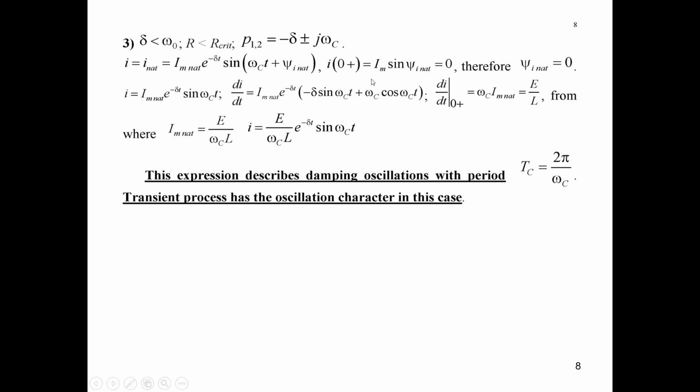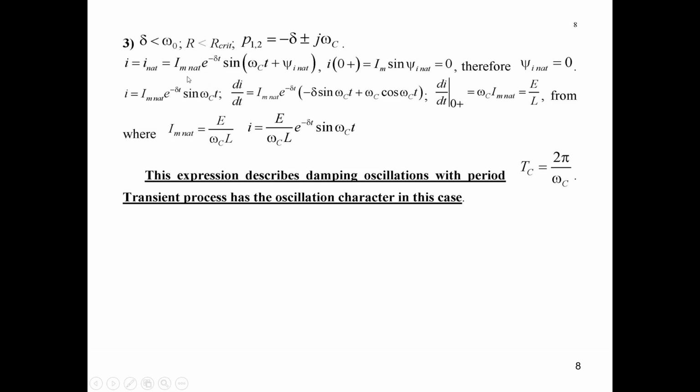And we do know that i from 0 plus equals i from minus 0 and equals 0. From here, I maximum sine just for t equal to 0, just psi natural, and it is equal to 0 because the RLC circuit was disconnected from the source in the regime before commutation. Therefore from here we can conclude that psi natural equals 0. And we can write down that i equals I m natural multiplied by e to the minus delta t multiplied by sine omega c t. Omega c is equal to square root of omega 0 power 2 minus delta power 2.